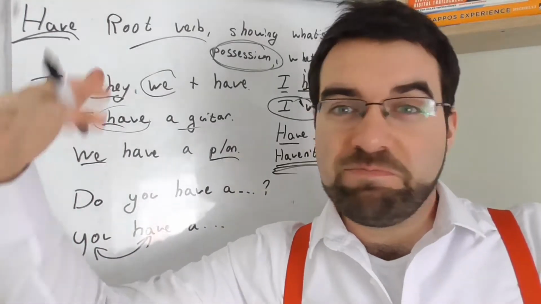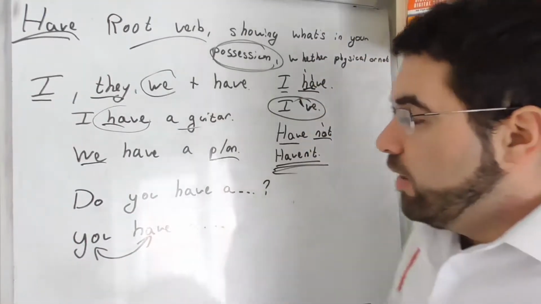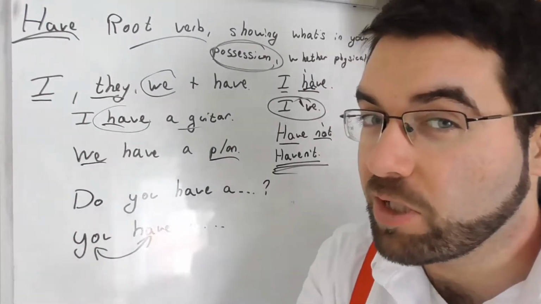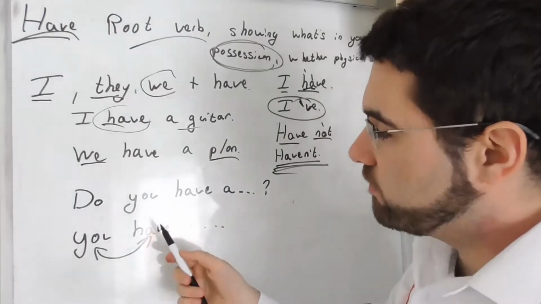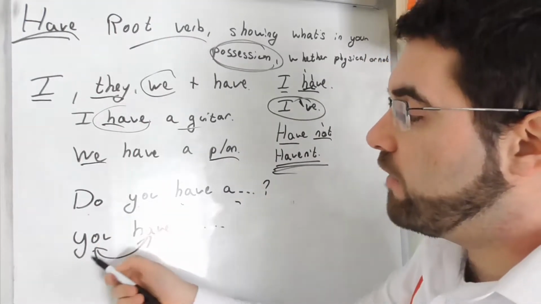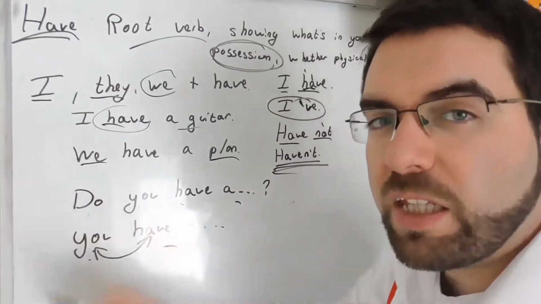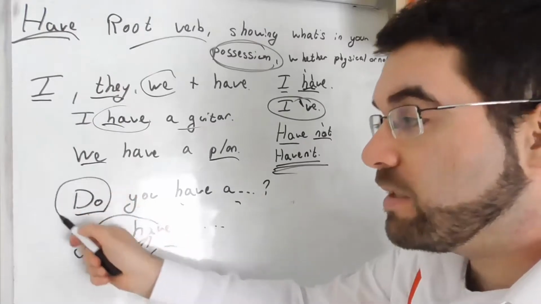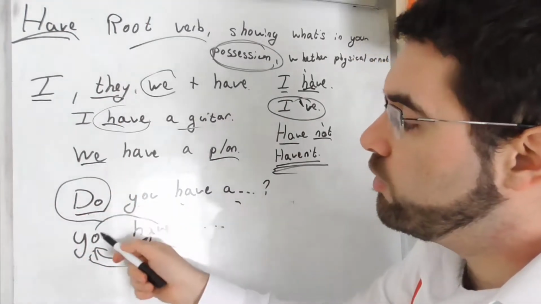I haven't got anything. But then, how would you create a question? Interesting question, smart question to ask. Do you have a? All you do is swap the you and the have. You have a tree. Swap them around. Move them. Add do. Do you have?